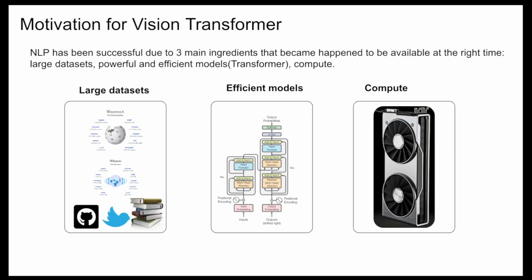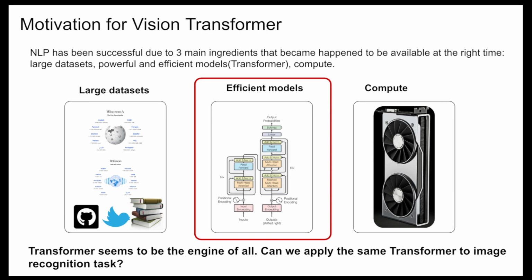So NLP has been successful due to three main ingredients, which happen to be all available at the same time. One is a large dataset, two is efficient models like the transformer obviously, and three is compute. So the transformer seems to be the main engine of all. And the question is, can we apply the same transformer to image recognition tasks?